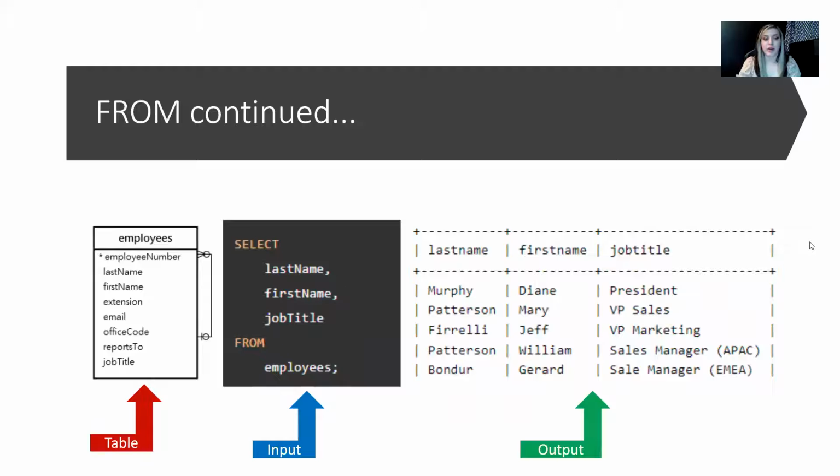And to go on with that, here's an example of an employees table. So to select the last name, first name, and job title of these employees, we're going to say from employees, and the output of this is going to be the last name, first name, and job title of all the employees from that employee table.